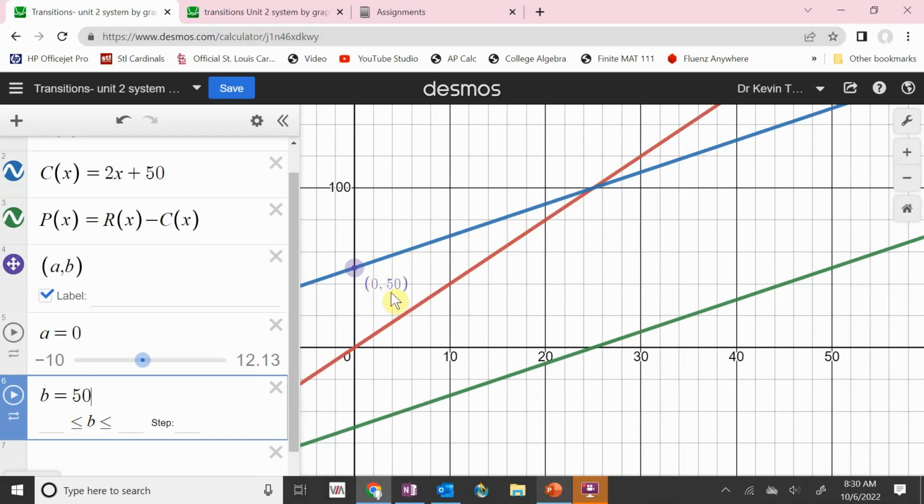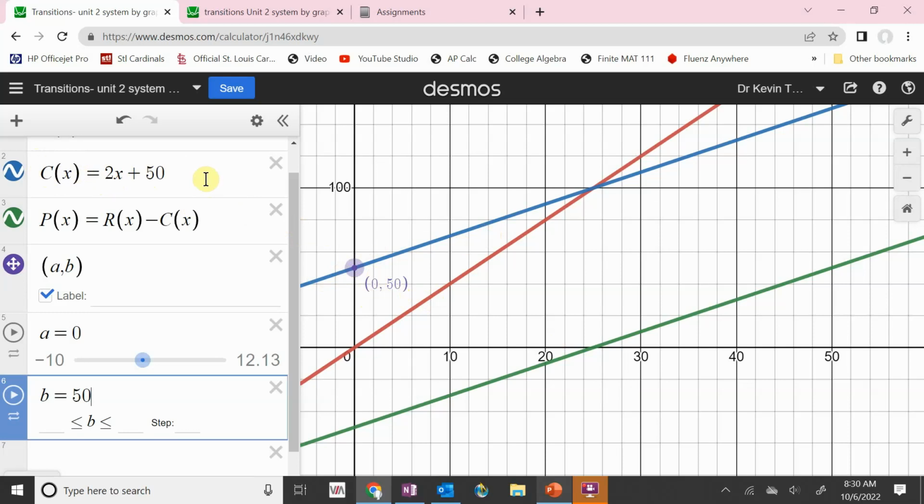Notice that something about why I know it's on the line is that it makes this equation true. So if x equals 0, and I substitute a 0 here for x, 2 times 0 plus 50 equals 50, which is the y value here that we're saying. So probably one of the first things that should be in your notes is that a point is on the line if it makes its equation true, a true statement. In this case, we get 50 equals 50.